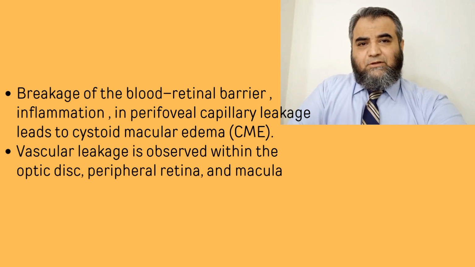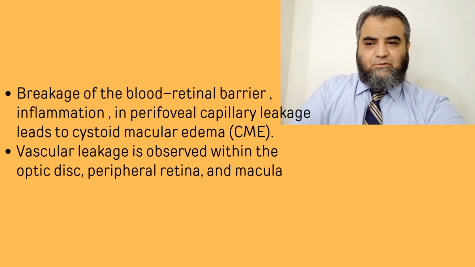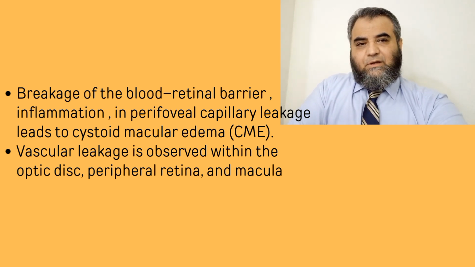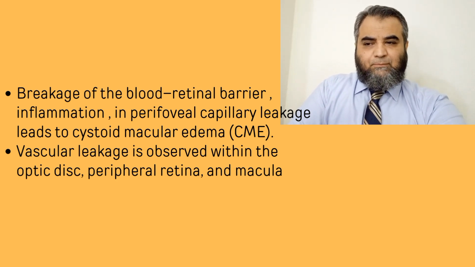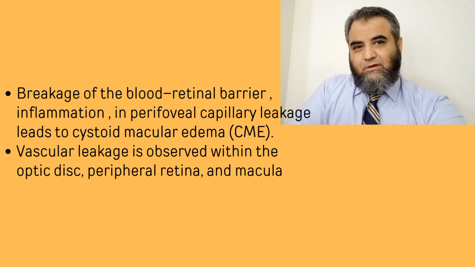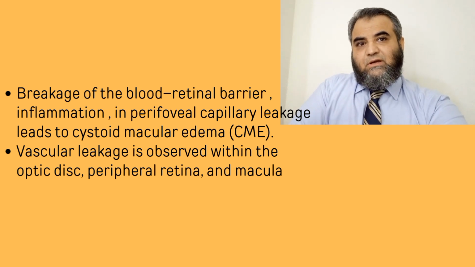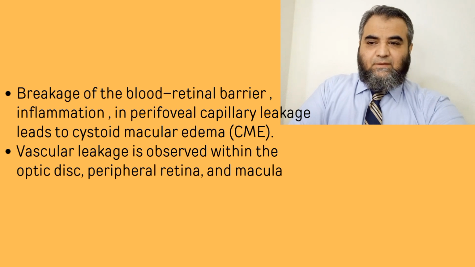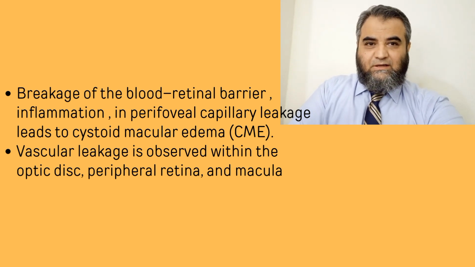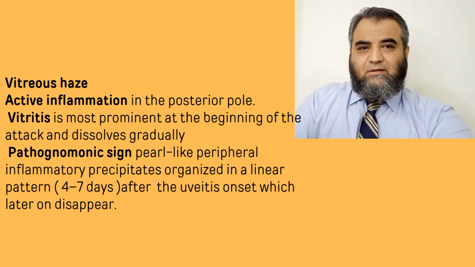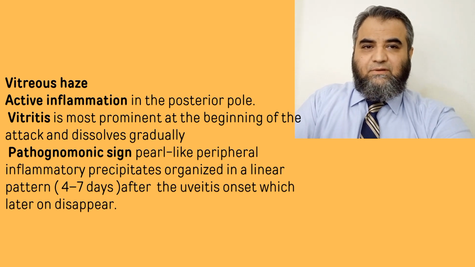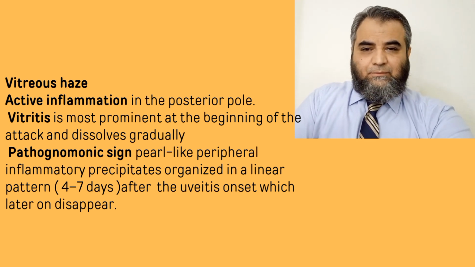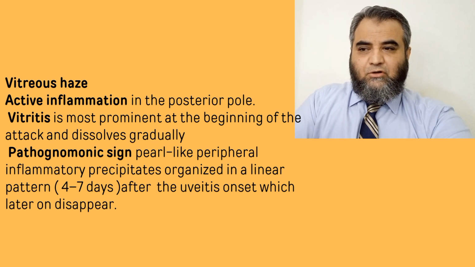So basically, breakdown of the blood retina barrier happens because of inflammation, and in the perifoveal area you will see capillary leakage leading to cystoid macular edema, as I showed you in OCT. Apart from this, there is also vascular leakage within the optic disc, peripheral retina, and macula, as I showed you in the FFA slides earlier. As I told you earlier, some slides were not very clear in FFA because of the vitreous haze. When active inflammation is going on, the media is not very clear.